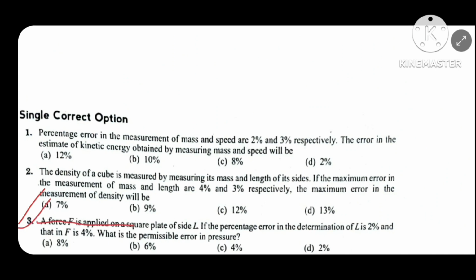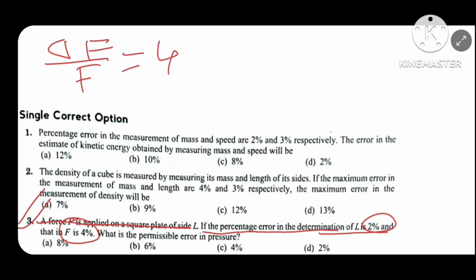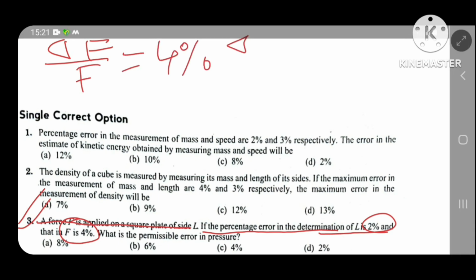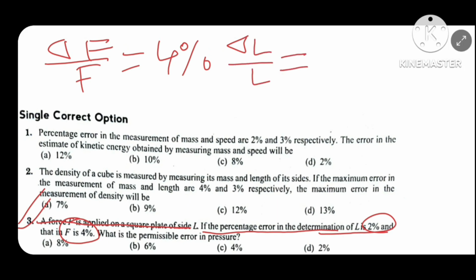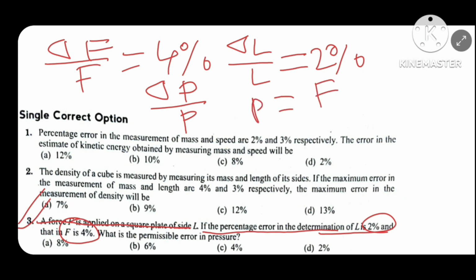A force is applied on a square plate of side L. If the percentage error in determination of L is 2% and force is 4%. Look at this. Delta F by F is 4%. Delta L by L equals 2%. Now we have to calculate delta P by P, where P equals force by area, that is force divided by area, that is L square.